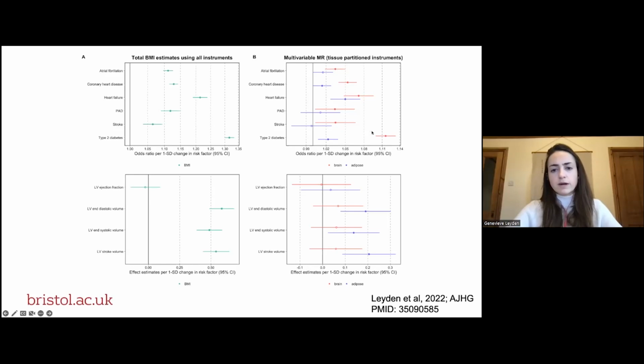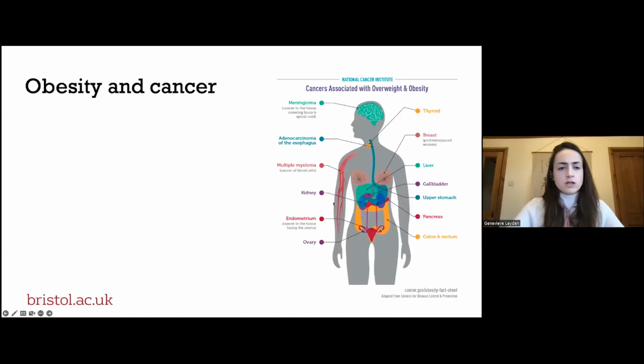Looking at BMI when instrumented with brain tissue first in red, we can see that the higher risk of developing disease outcomes such as coronary heart disease, stroke and type 2 diabetes is retained by the brain BMI effect, while the adipose effect attenuates. And then we see the opposite trend when we look at the results for left ventricular cardiac phenotypes. Here the positive effect is retained by adipose BMI, while the brain effect attenuates. Body composition and fat distribution are important predictors for these phenotypes, and this appears to be well captured by the adipose exposure.